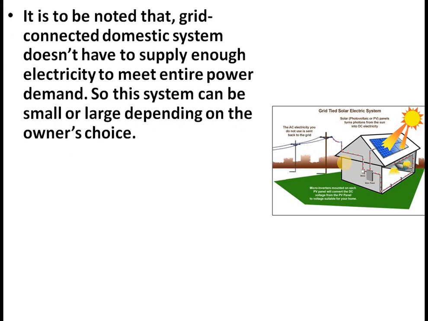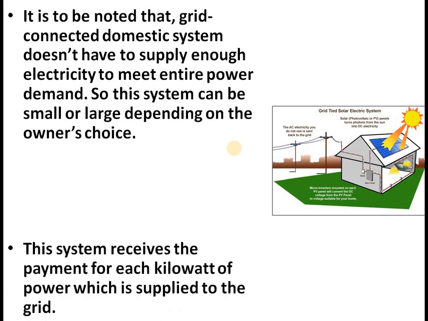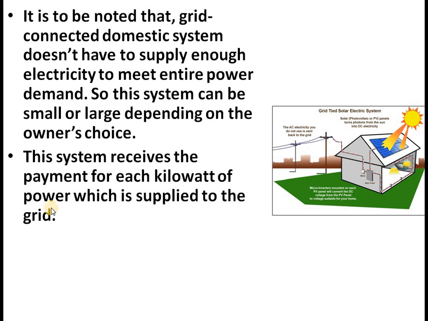And the third one is that, so these are all explained. The system receives payment for each kilowatt of power. This is available even in our country. Most of the state level public power distribution systems are providing this facility nowadays. Even loans are available. Interest-free loans are also available for installing such power systems in our domestic sector.